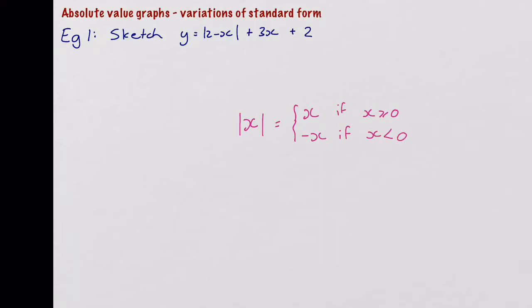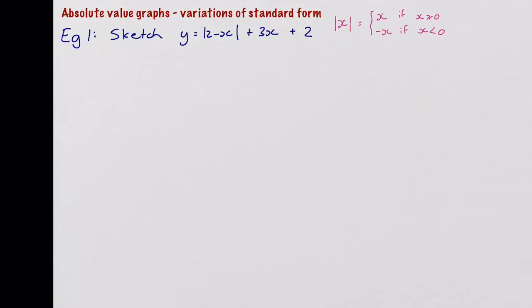Right, so keeping this in mind, we're going to apply that definition to this particular problem here. So firstly, we're going to say that if the value inside, which is 2 minus x, is greater than or equal to 0, then that means negative x is greater than or equal to negative 2, which means x is less than or equal to positive 2.